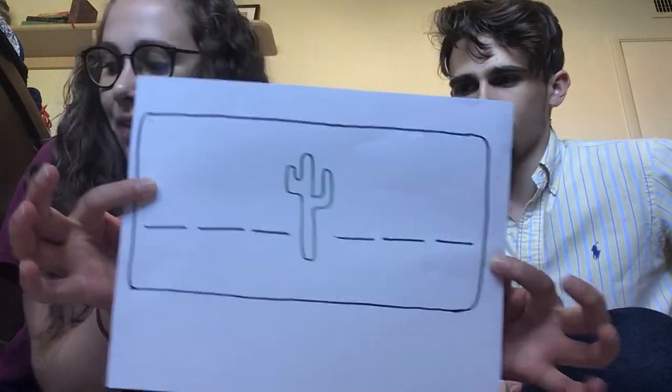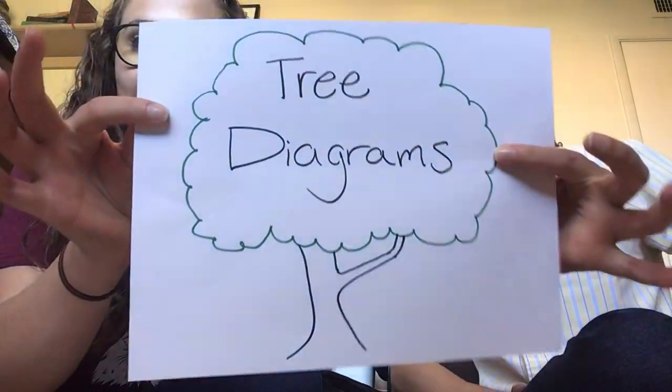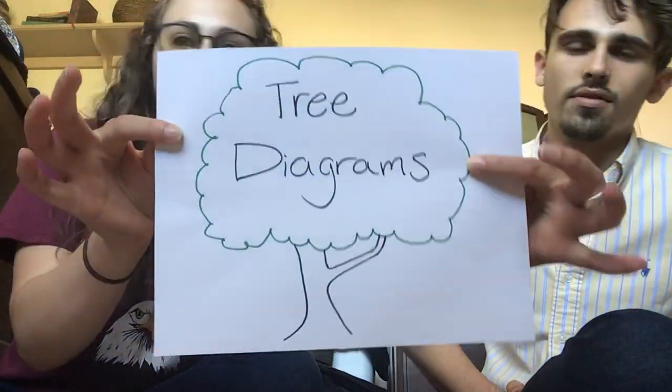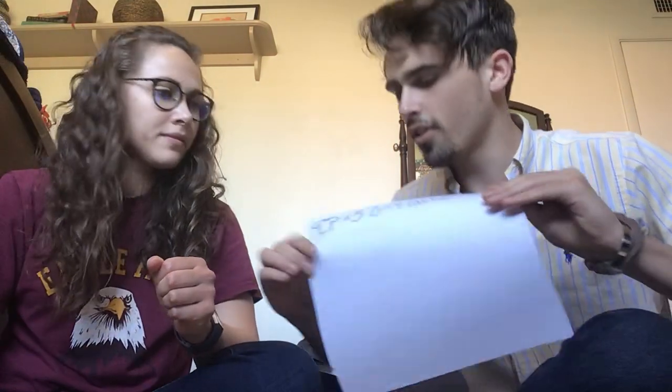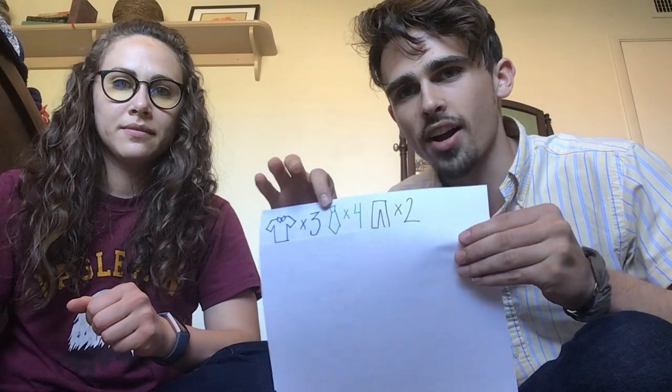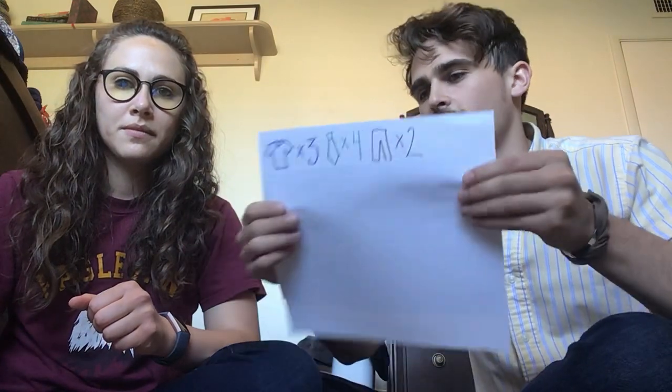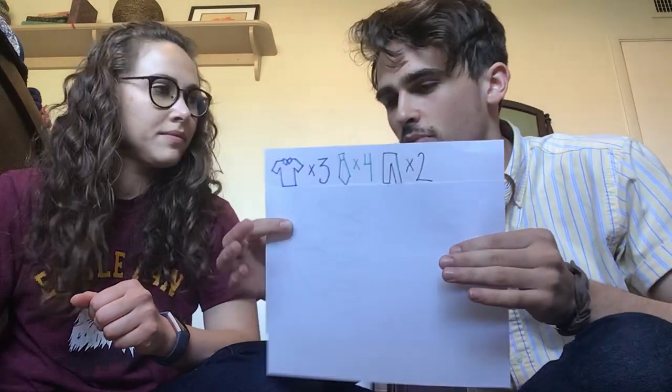In order to talk about that, we're going to talk about tree diagrams. And you guys need to make sure you're paying good attention so that you can make your own tree diagram. So Nathaniel, give us an example. All right, so if in your wardrobe you have 3 shirts, 4 ties, and 2 pairs of pants, how many different outfits could you make from this?